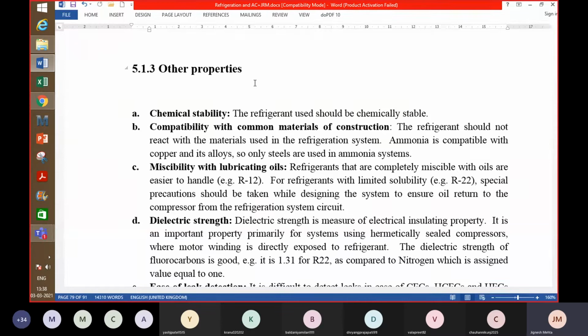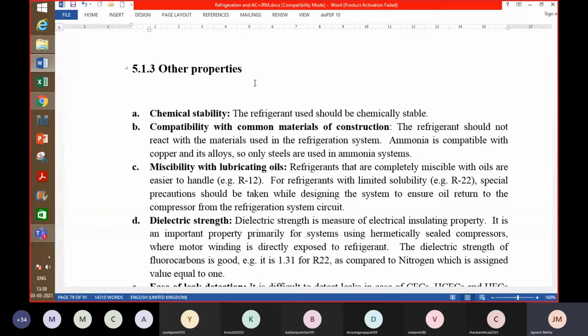Then miscibility with lubricating oils. Right? Because you are using a compressor which has moving parts, you need lubricating oil. Okay, so generally it's desirable that the refrigerant and the lubricating oil are miscible. Miscible means they don't separate out significantly. That is desirable in most of the systems. In some of the systems, they may not be miscible, and you may have an oil separator installed after the compressor.